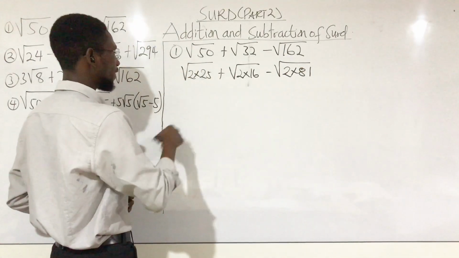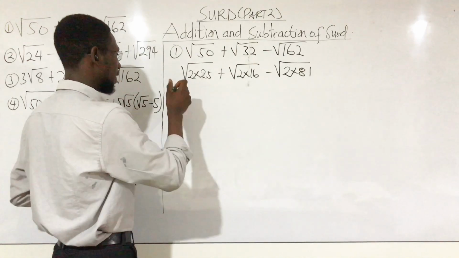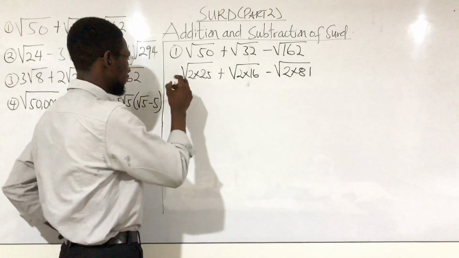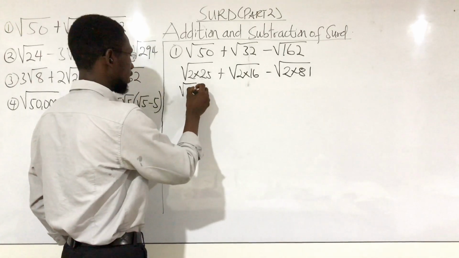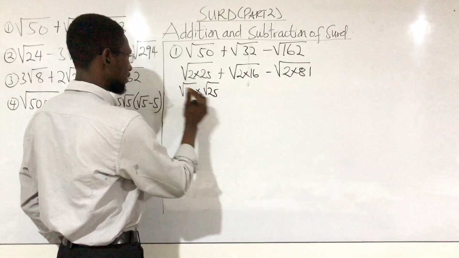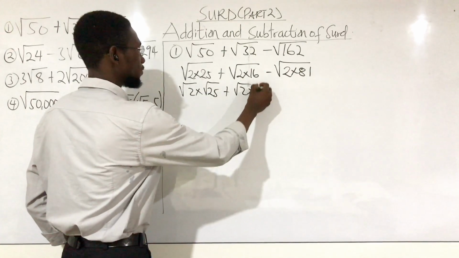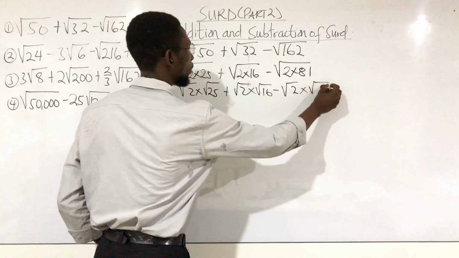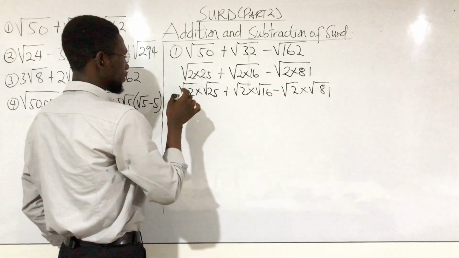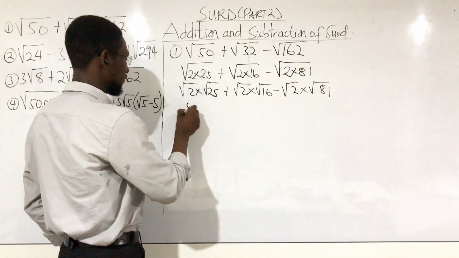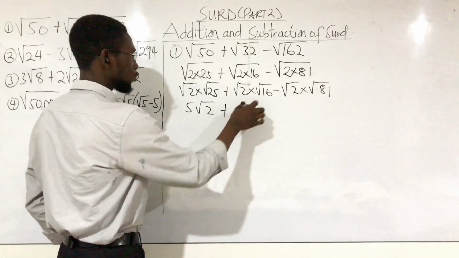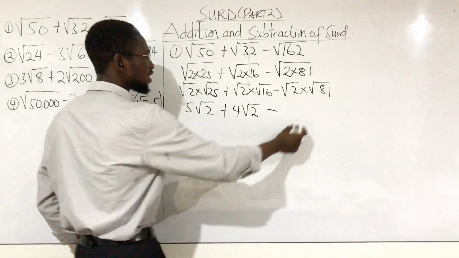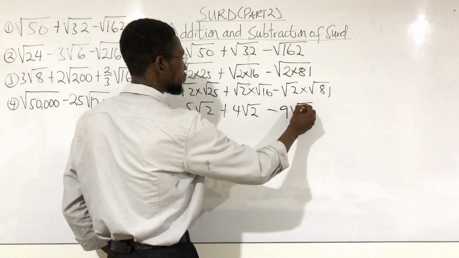Now, in simplifying, we know root 2 times root 25, we can break this off, plus root 2 times root 16 minus root 2 times root 81. We know square root of 25 is 5, so you have 5 root 2 plus square root of 16 is 4, so you have 4 root 2 minus square root of 81 is 9 root 2.